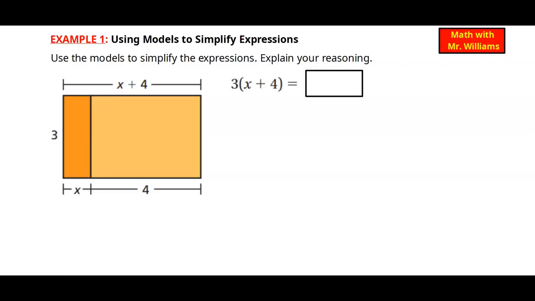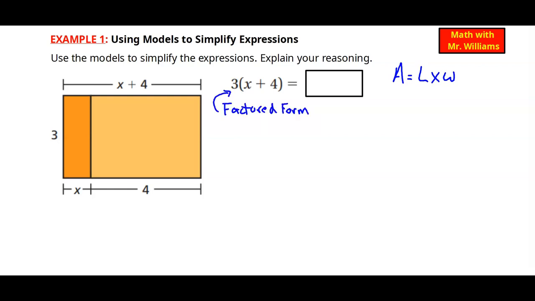Math with Mr. Williams, Example 1. Using models to simplify expressions. Use the models to simplify the expressions. Explain your reasoning. Okay, so first off, anything like this, let's focus on the area formula, which is area equals length times width, and we're going to apply this to this factored form.